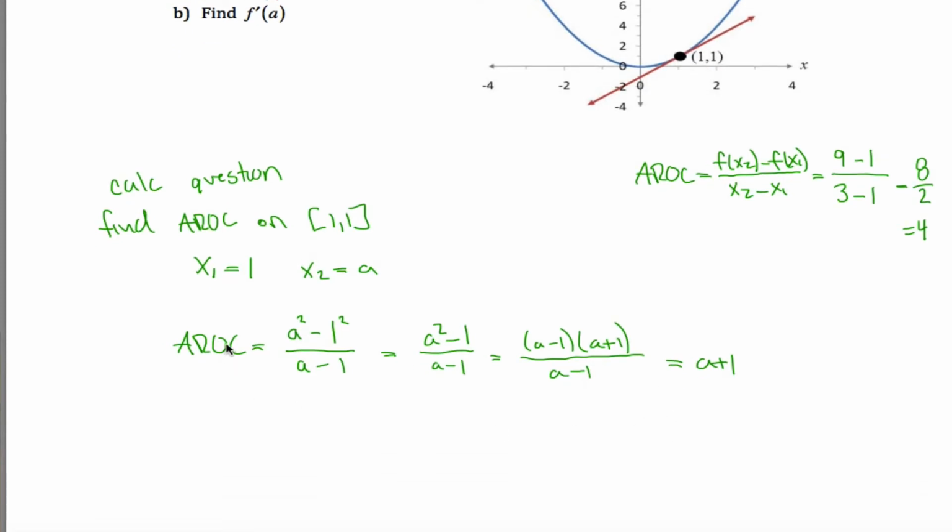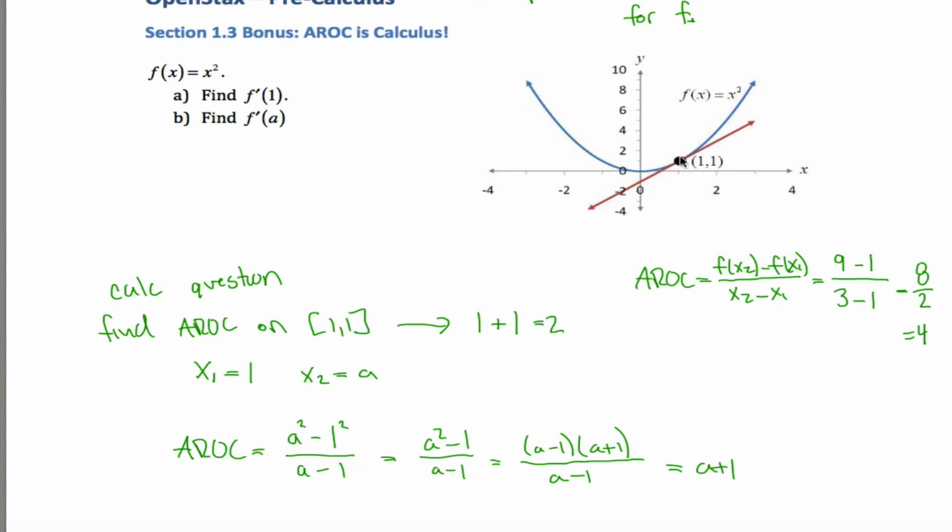What I've just figured out is the average rate of change from 1 to a is a plus 1. And so if I make this value of a right here 1, I can figure out the average rate of change from 1 to 1. Right? It would just be 1 plus 1. I'm changing this a in the answer into 1, which is 2. In other words, this red line right here has a slope of 2. The answer to f prime of 1 is 2.